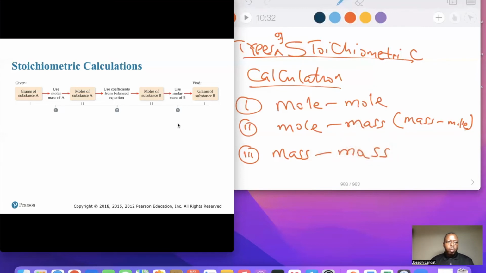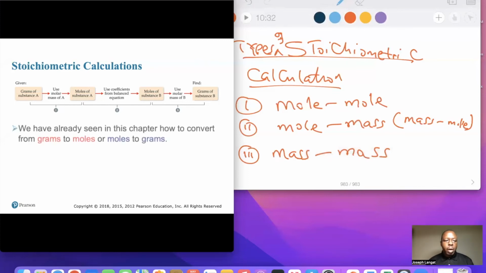So here is the roadmap. You have to convert the mass of A into moles of A using the molar mass. You may be required to determine its molar mass using the periodic table. Once you determine the moles of A, you will use the coefficient in the balanced equation, and remember how you set up the dimensional analysis so that the units cancel out. Once you get the moles of B, you will use the molar mass of B to find the grams of B. So that's mass to mass stoichiometry.